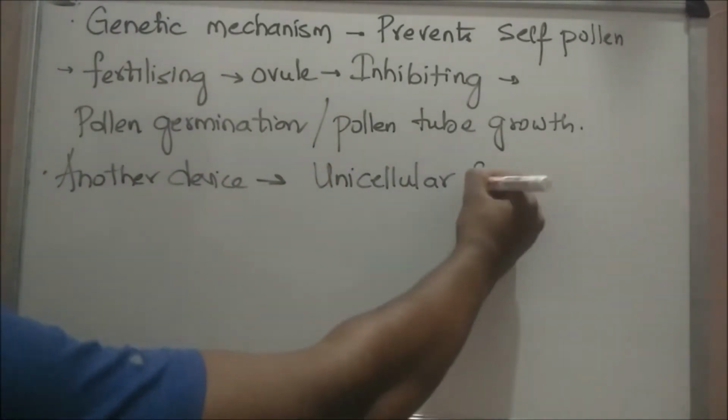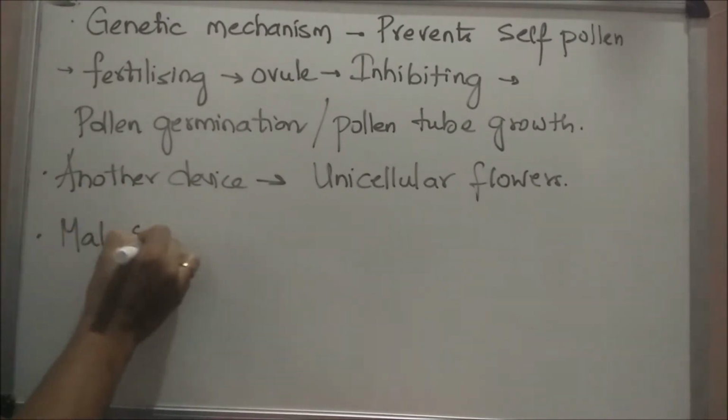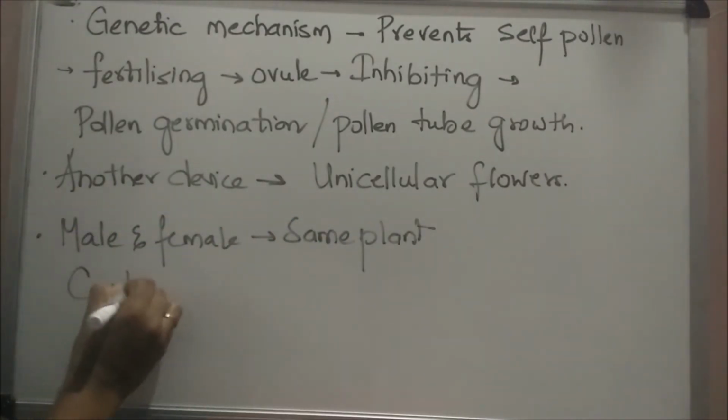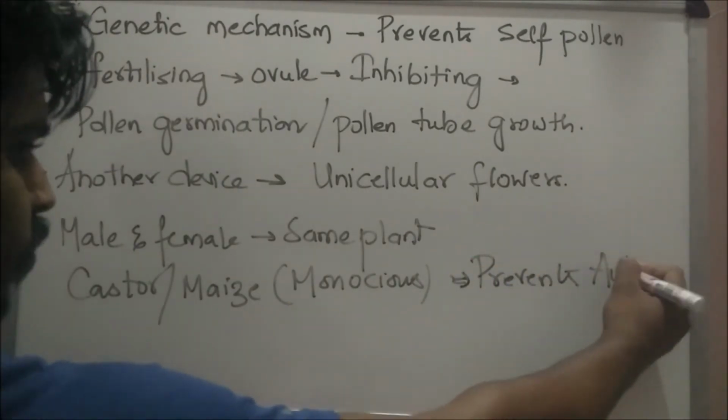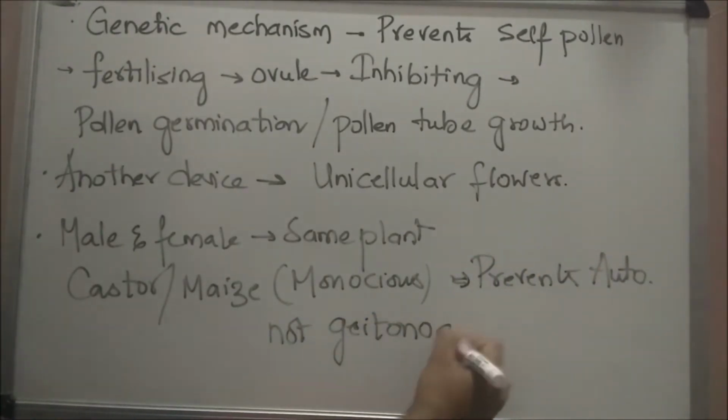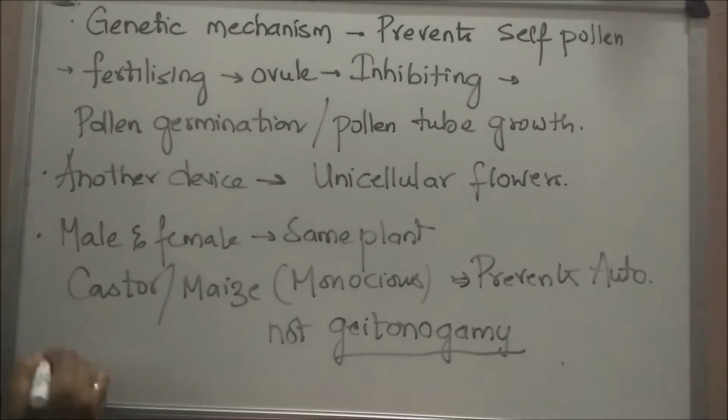In male and female flowers present on the same plant, such as castor and maize, which is monoecious, it prevents autogamy but not geitonogamy. In papaya, which is dioecious, it prevents both autogamy and geitonogamy.